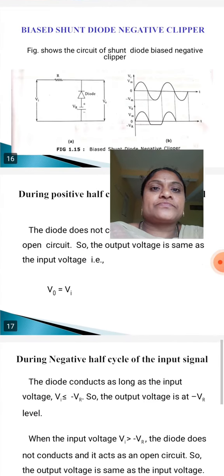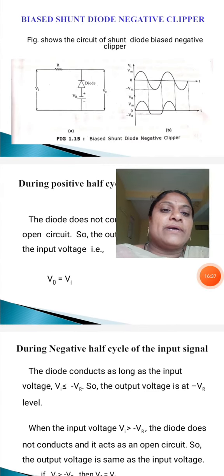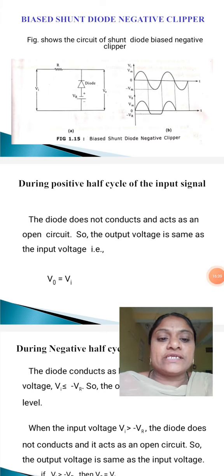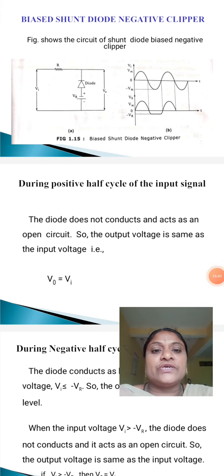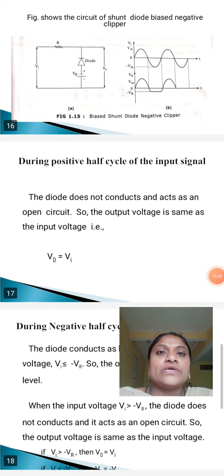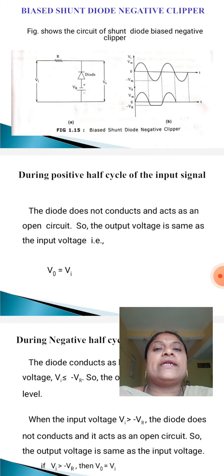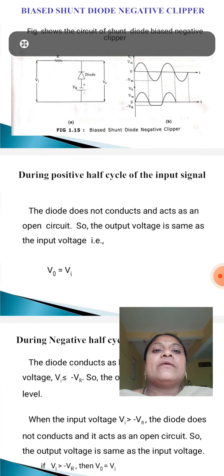And the next one is the biased shunt diode negative clipper. This is the circuit and the input and output waveforms of the biased shunt diode negative clipper.